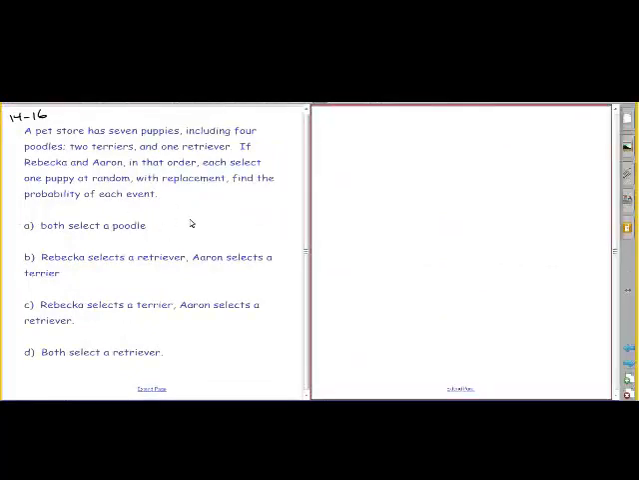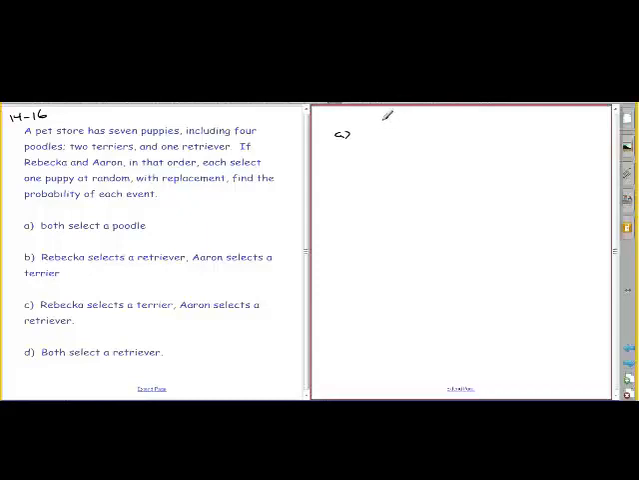You can also do the same thing with replacement. In that case, it's the same kind of deal, except the denominator doesn't change, and also the numerator might change as well. So let's just think about it. If we replace, say Rebecca gets a poodle, I don't know where they get the extra poodle from, but maybe before Aaron gets there, they go, hey, we need another poodle, bring it in. So we replenish the poodle supply.